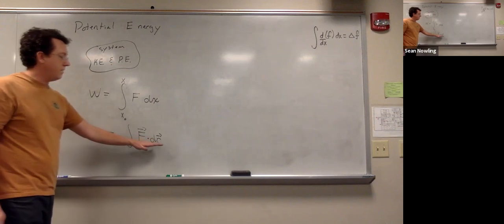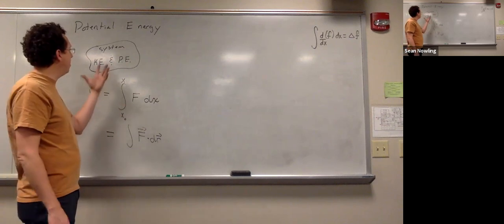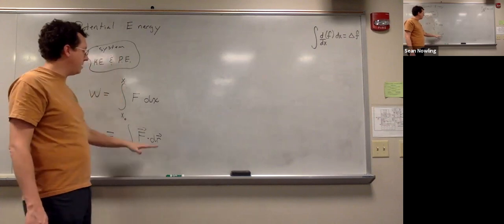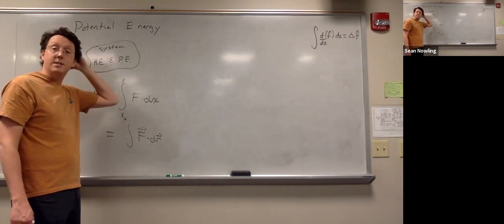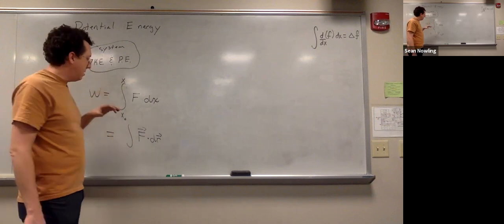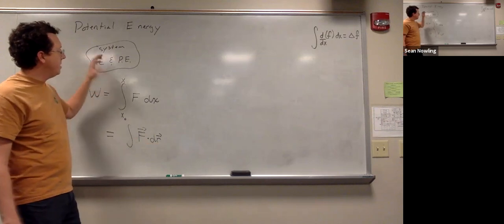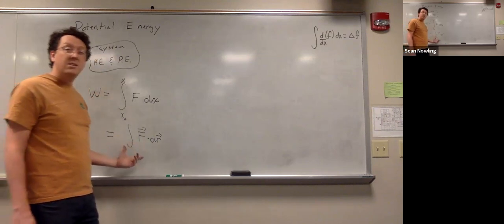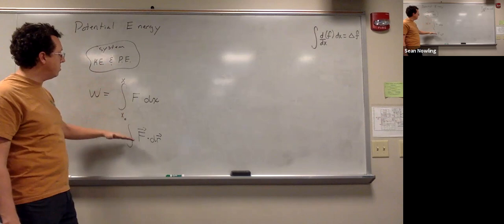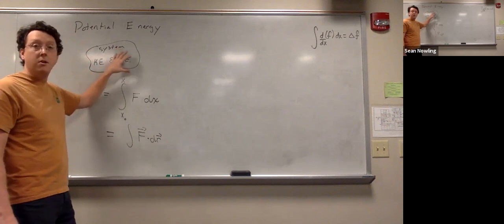But if the work depends upon the path, then it's hard to think of it as being associated with labeling the state of a system, or more precisely, changes in the state of a system. So there has to be something special. There has to be some special condition, or specifically, some special kind of force which allows you to associate the work of that force in some way with something called a potential energy.